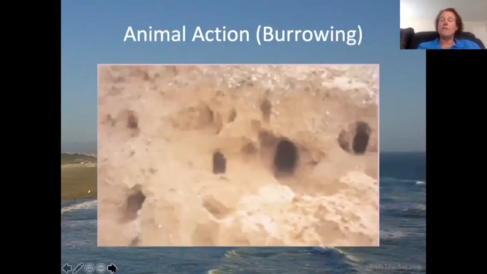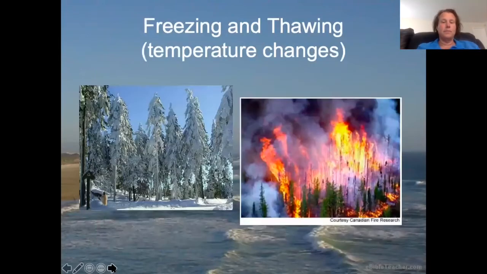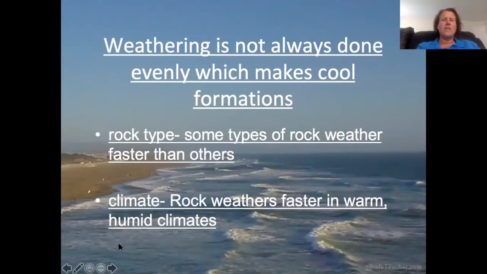Animals can cause the weathering of rock. Again, weathering is going to break it apart, and temperature changes can too. Weathering is not always done evenly because different types of rocks weather in different ways. Some rock types weather faster than others. So water could be coming through and wearing away part of the rock and the rest of it stays. And so that makes a really cool formation.